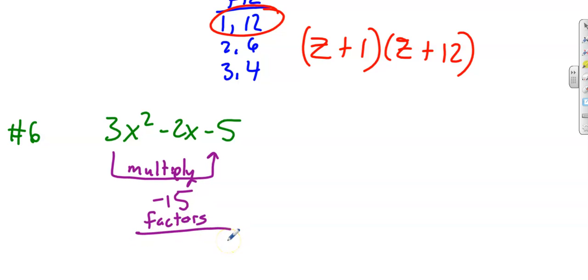And that's the factors that we're looking for. Okay, starting off with 3x squared minus 2x minus 5. We've got a trinomial. First term's not 1, so we're going to multiply the a and the c terms together to get negative 15. And then from here, we're going to find the factors that add up to be negative 2.